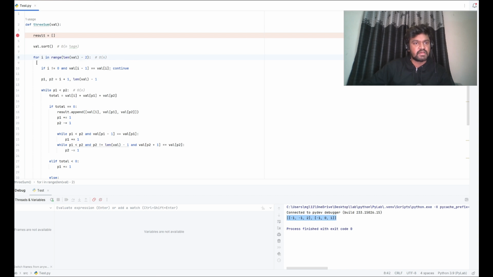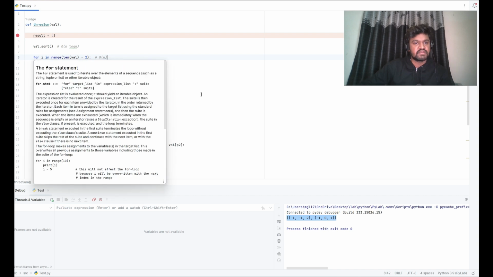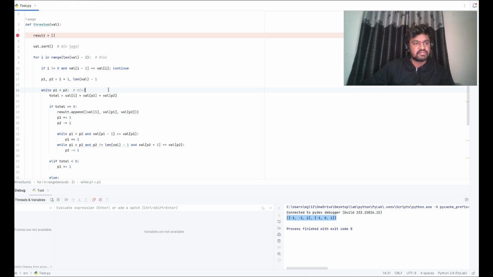And we need to find, is there any other nested for loop or while loop? Yeah, there is a nested while loop. So we should consider this as order of n, because P1 and P2 both are traversing the rest of the elements. So this also should be considered as order of n.